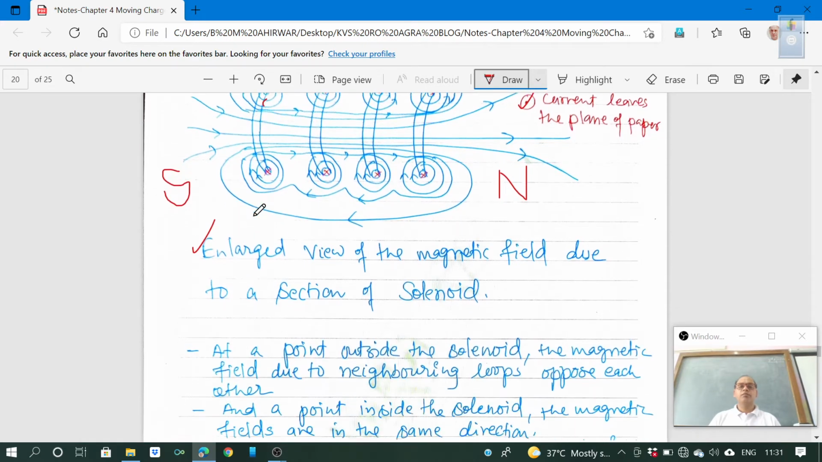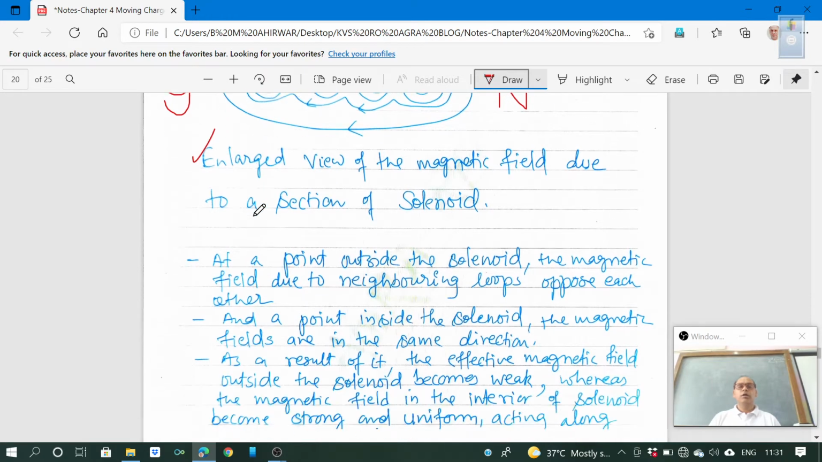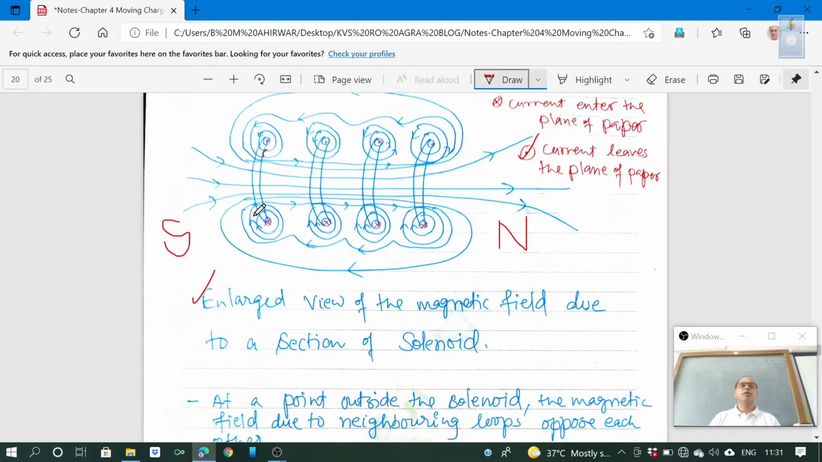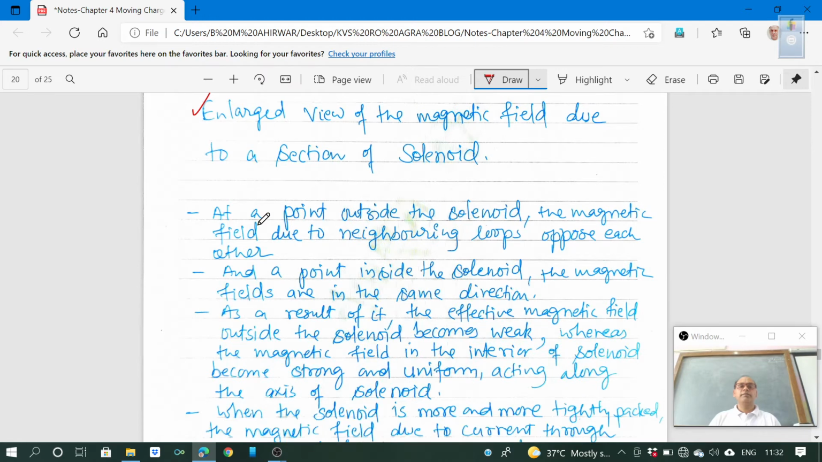Okay, so what will happen? At a point inside the solenoid, the magnetic fields are in the same direction. You can see this is the direction of the magnetic field. It is the same at all the points, but you can see this is the anti-clockwise direction and this is the clockwise direction. So outside the solenoid there are opposite directions of the magnetic field, so outside the solenoid they will cancel out.